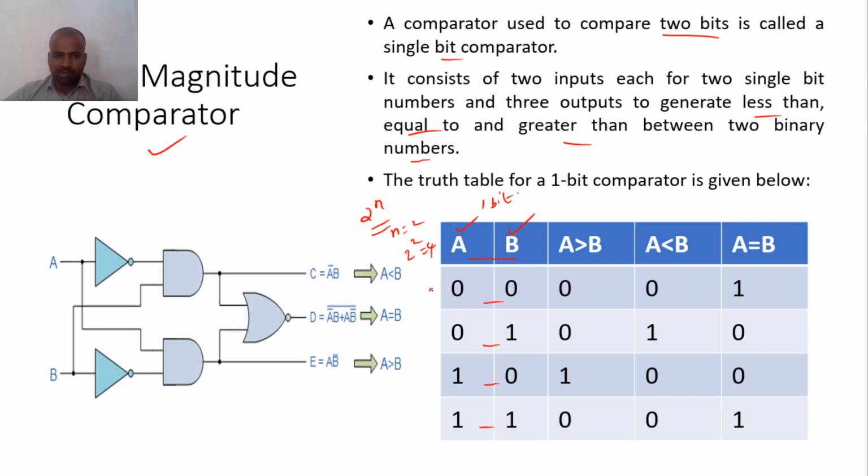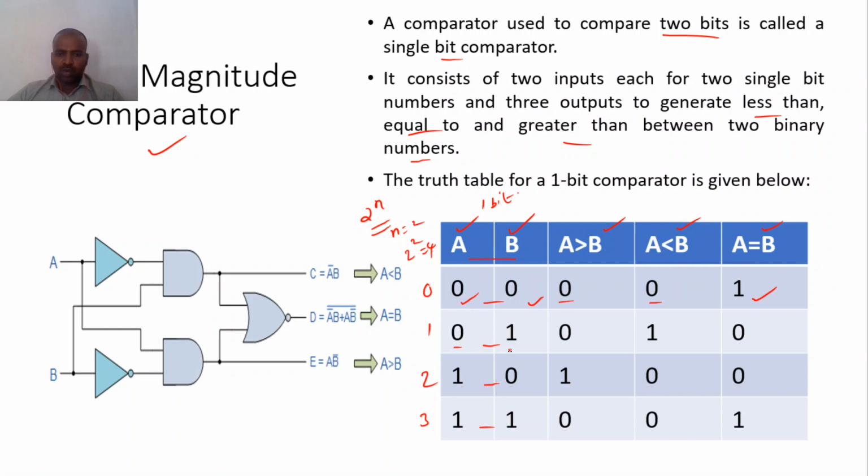In decimal value it is in proper ascending order 0, 1, 2, 3, and there are three possible outputs: A greater than B, A less than B, A equal to B. Let's fill this table. Have a look at the A and B values for the first combination. A is 0, B is 0, both are the same, so A equal to B output is 1, and the remaining two outputs are 0.